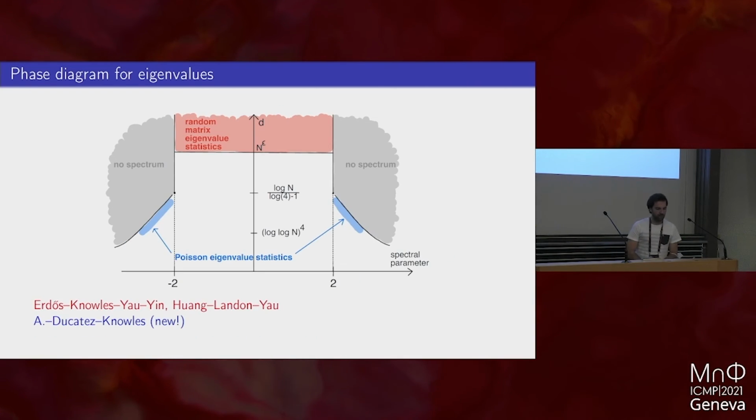And today what I want to talk about, as I already said, is the eigenvalue statistics. What has been known basically already for a few years is that when d is bigger than n to the epsilon, you have random matrix eigenvalue statistics all the way between -2 and 2, so for all eigenvalues. And the result I want to present today, which is our new result, is that here at the spectral edge, when d is sufficiently small, you actually have Poisson eigenvalue statistics.